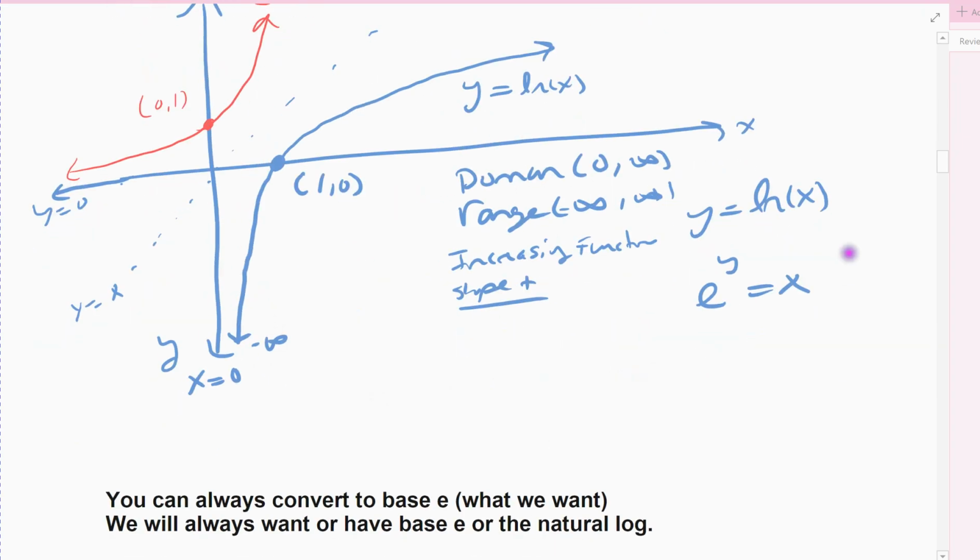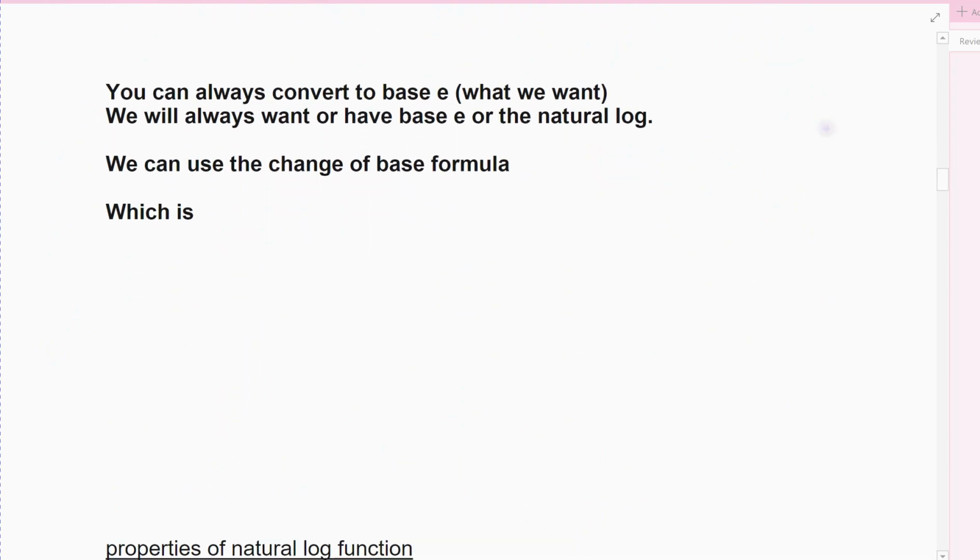And we can always convert to it. Now, our examples will always have them built in, but in case you ever run into an example that's not in the natural log form, we can always use what's called the change of base formula. So if I have log base a of b, this is the value I want to find.